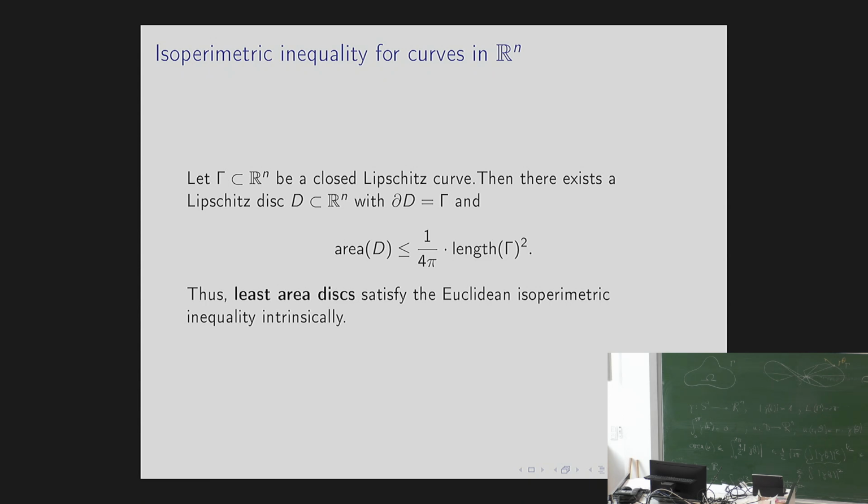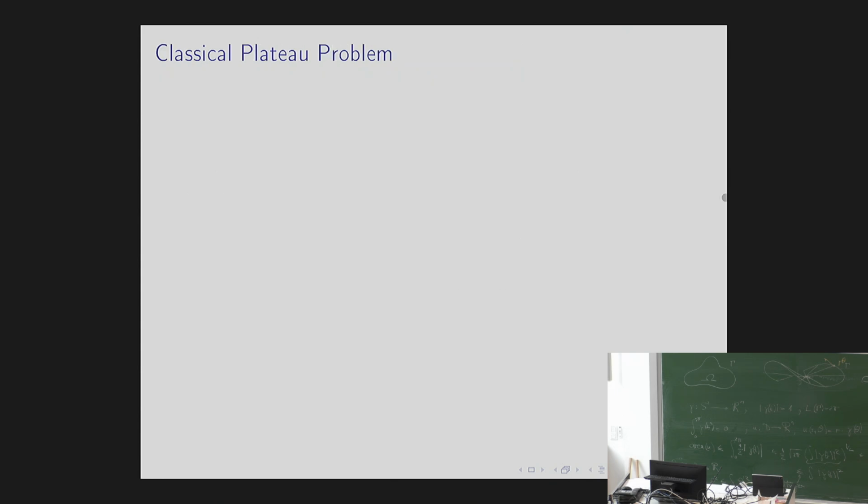And obviously it is a restriction, because if you take a round sphere and you take an equator, then the best way to fill this equator is the hemisphere. And if you do the calculations, the constant that shows up is 1 over 2 pi. It does not satisfy this. So if we follow this train of thought, this leads us to the classical Plateau problem, which precisely asks this question. Suppose you have some closed curve in Rn, does there exist a least area filling?